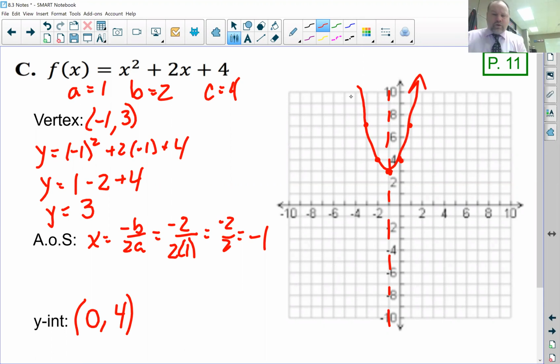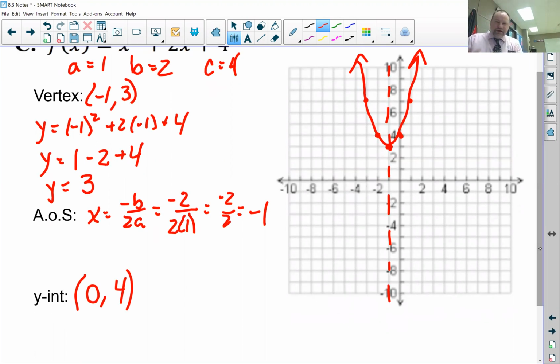Now, on your homework, you actually don't need to draw in the parabola. Some of you did on 8.2 and did a fine job with it. As long as you plot the points and just put where the points are, you don't need to draw in the parabola, but you should draw in that axis of symmetry.